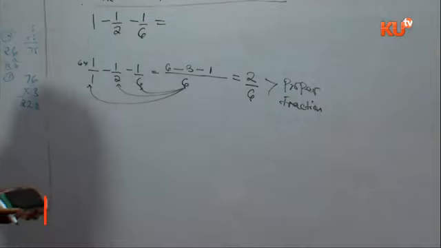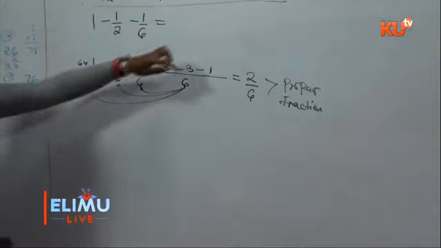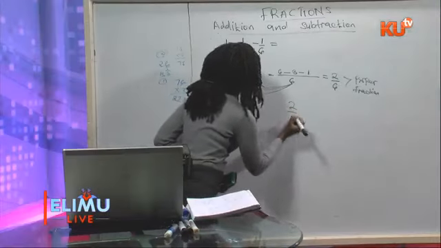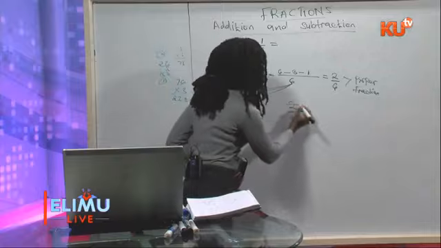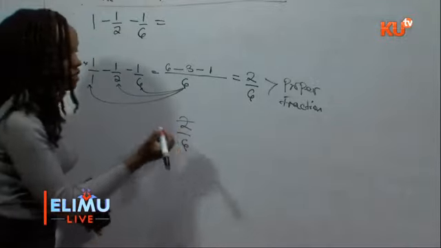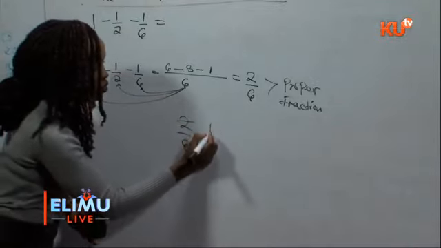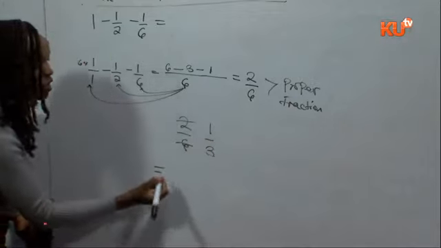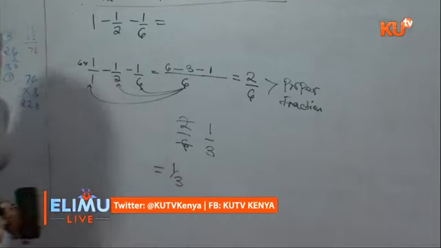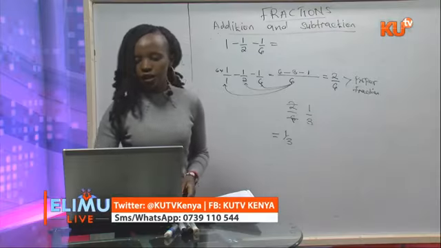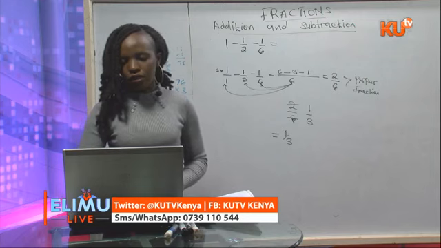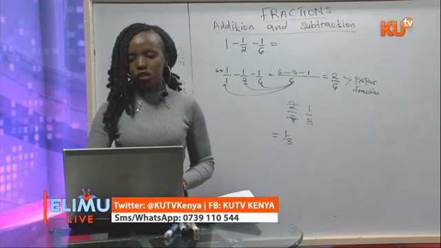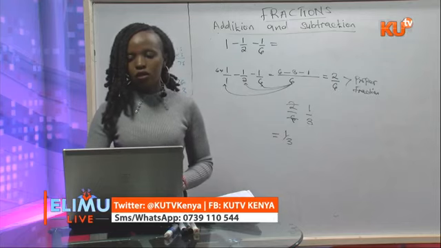This is a proper fraction, and it can be simplified. We have a number that can divide the numerator and the denominator at the same time. So 2 over 6, I can divide by 2. We use the cancellation method. 2 divided by 2, we get 1. And then 6 divided by 2, we get 3. So the answer to that question is going to be a third. So in such a question, ensure that you convert the whole number into a fraction to make your work easier.